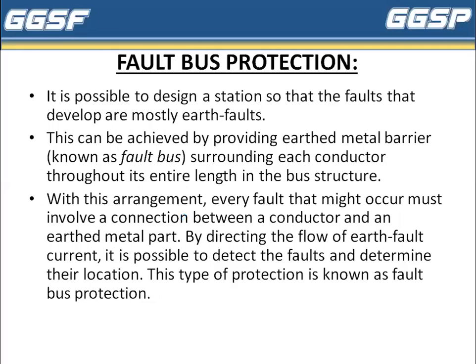Fault bus protection. It is possible to design a station so that the faults that develop are mostly earth faults. This can be achieved by providing earth metal barrier known as fault bus surrounding each conductor throughout its entire length in the bus structure. With this arrangement, every fault that might occur must involve a connection between a conductor and an earth metal part. By directing the flow of earth fault current, it is possible to detect the fault and determine their location. This type of protection is also known as fault bus protection.